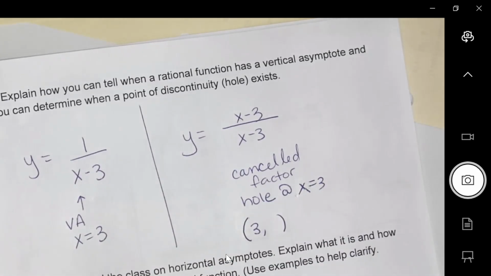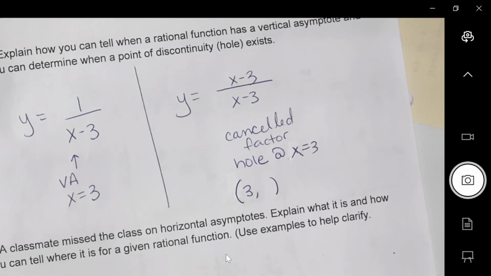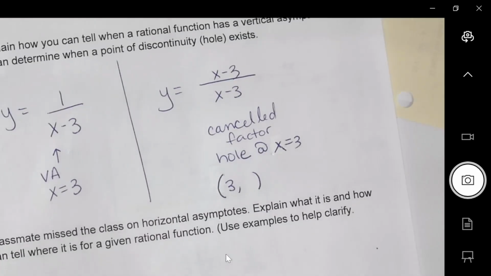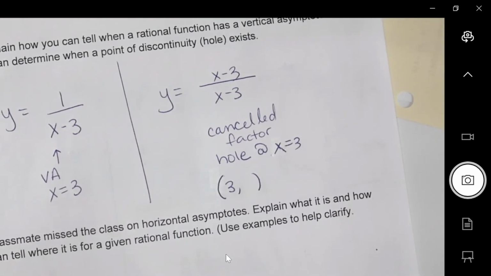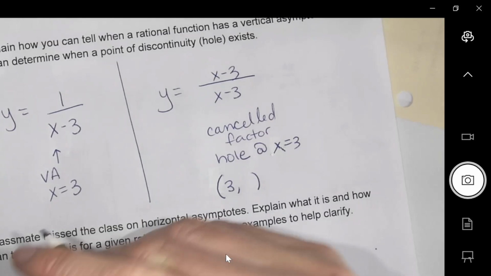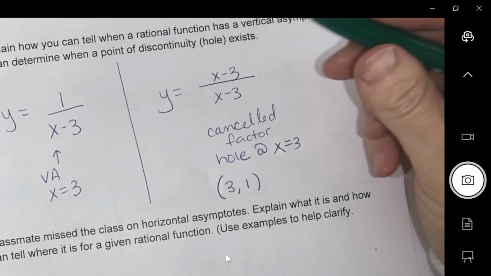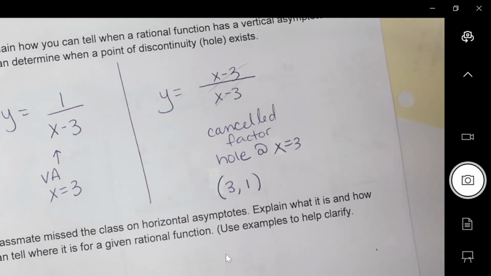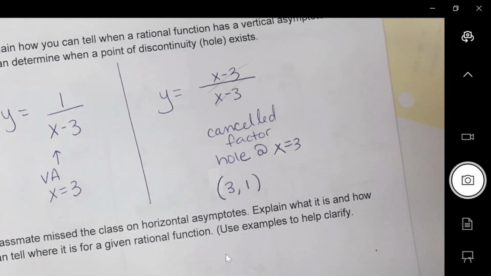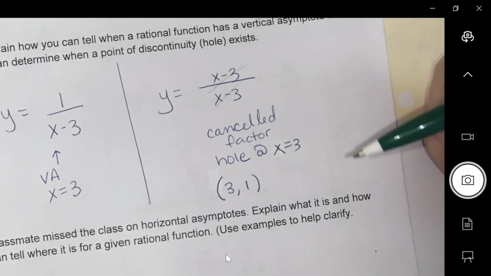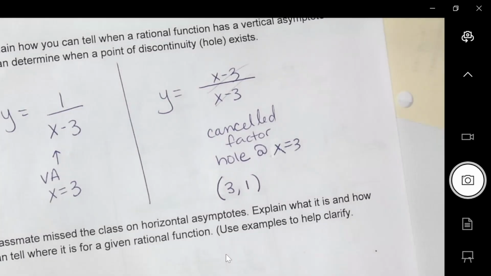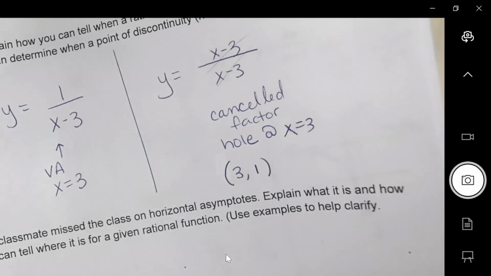What's the actual coordinate of that hole? 3, comma, what? Somebody said it? 1. Because when I cancel that, it just makes 1. Okay, so that's the vertical asymptote rules.